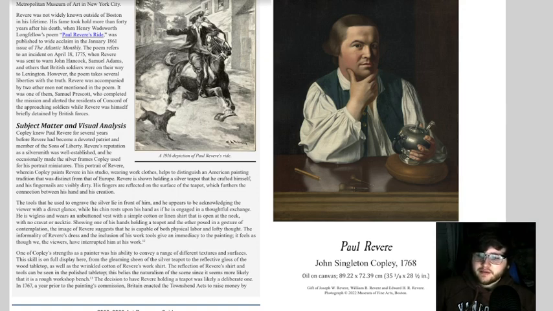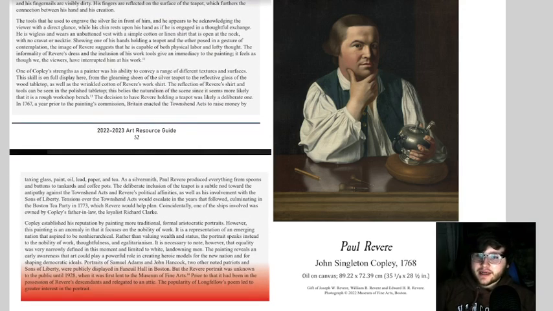The decision to have Revere holding a teapot was likely a deliberate one. In 1767, a year prior to the painting's commission, Britain enacted the Townshend Acts to raise money by taxing glass, paint, oil, lead, paper, and tea. As a silversmith, Paul Revere produced everything from spoons and buttons to tankards and teapots, or coffee pots. The deliberate inclusion of a teapot is a subtle nod towards the antipathy of the Townshend Acts and Revere's political affinities, as well as his involvement in the Sons of Liberty.